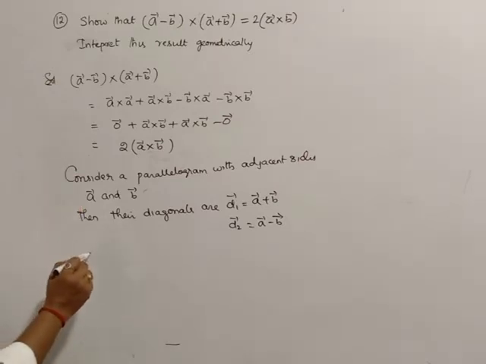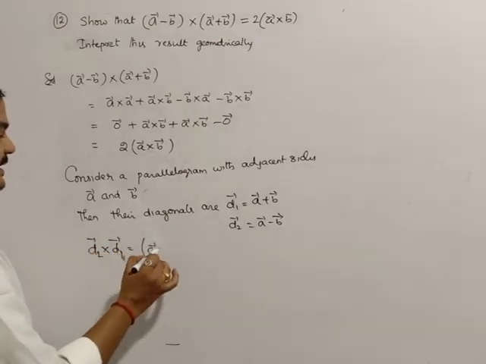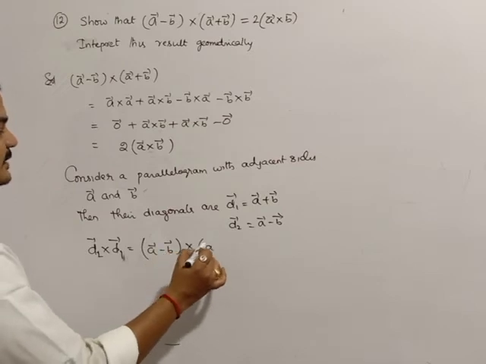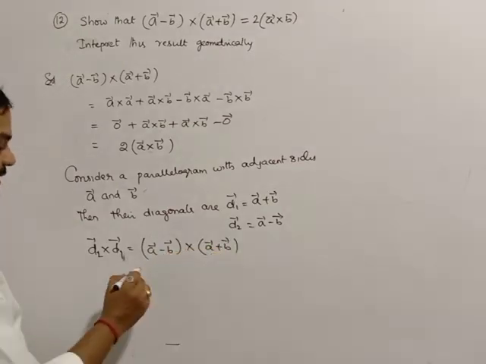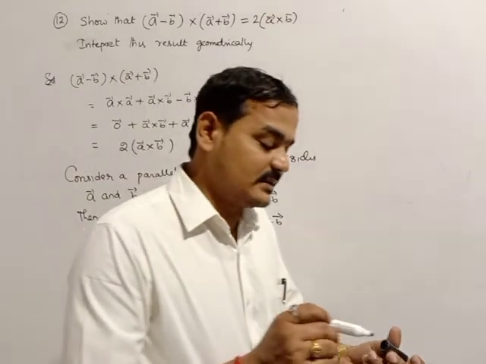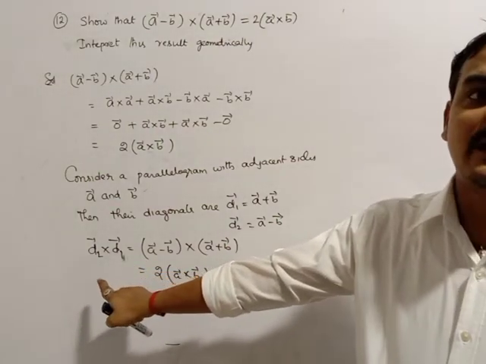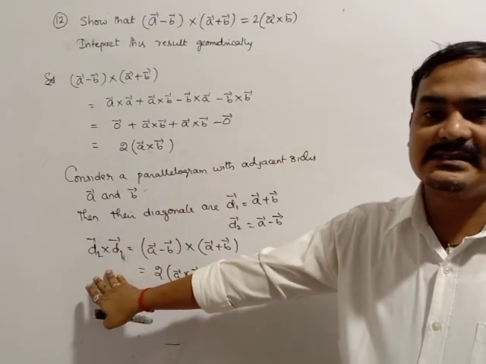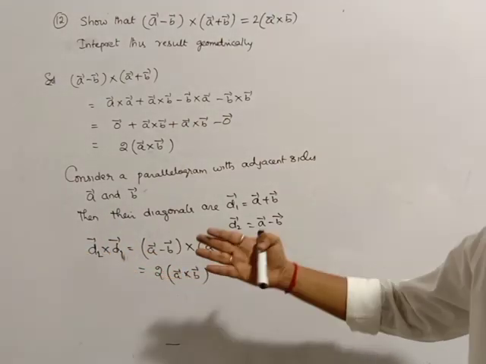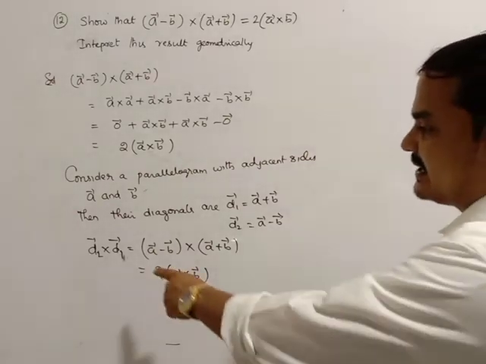Now go for D1 bar, D2 bar. Any order is not important because the magnitude is what matters. D2 bar cross D1 bar is A bar minus B bar cross A bar plus B bar, and what are you getting? That was 2 into A bar cross B bar from the above result. So from this result, the vector area of the parallelogram with diagonals is equal to 2 times the vector area of the parallelogram with adjacent sides.